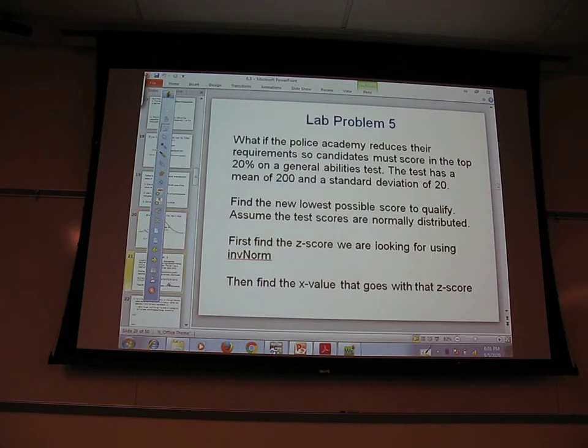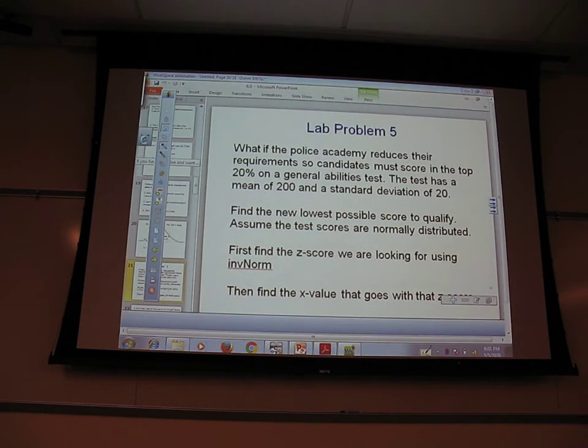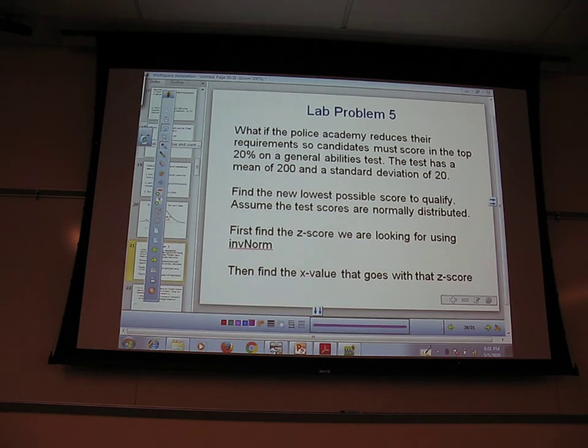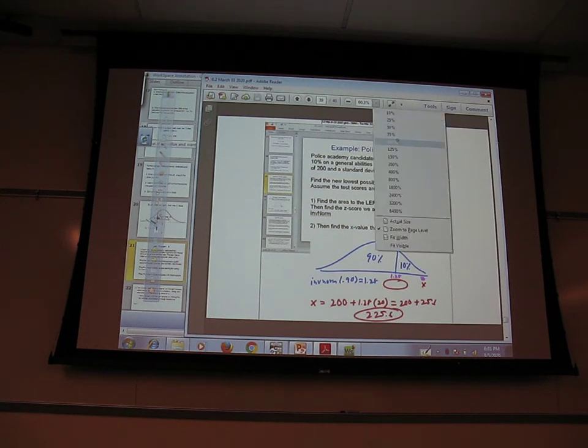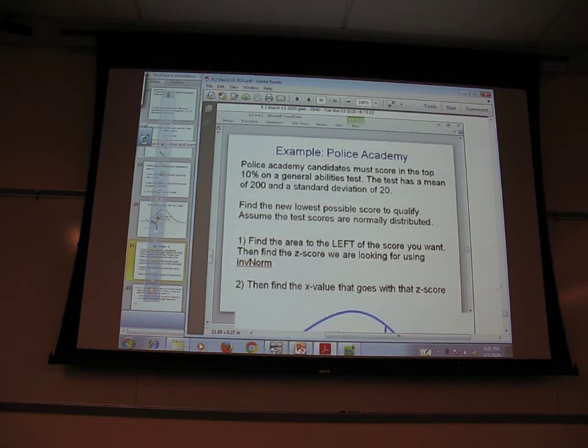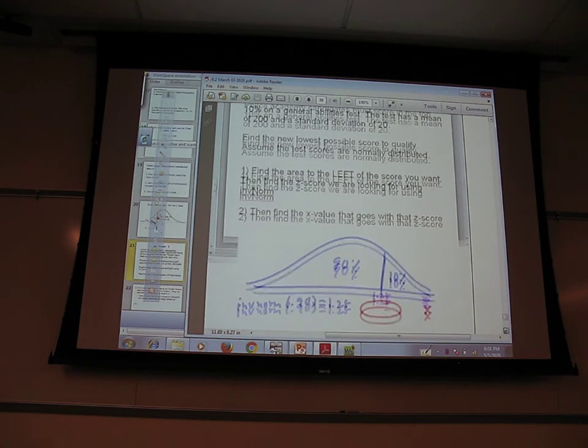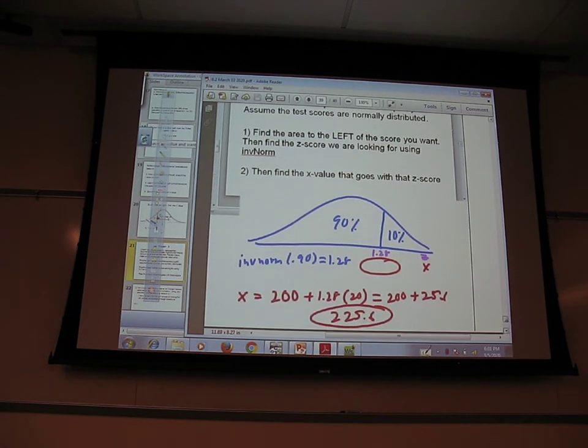I don't know. All right. So you guys do lab problem 5. If you need a reminder of what we did last class, this is what we got. This is the example we did last class, from the page right below that, the Police Academy one. And then you're doing the one on the very next page, lab problem 5.